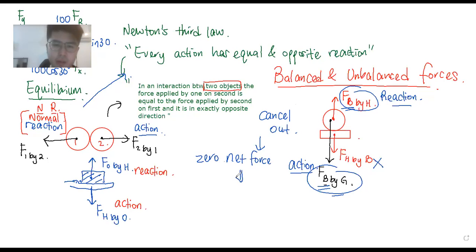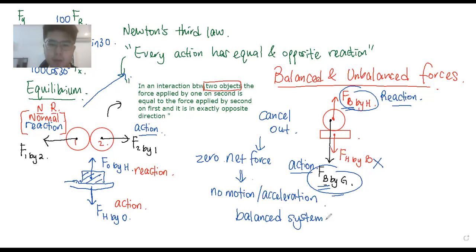Okay, so whenever you have a 0 net force, meaning no motion, or no acceleration, to be more accurate. So what does that mean? This means that this system is a balanced system. A balanced system, forces are balanced and the object is at rest.